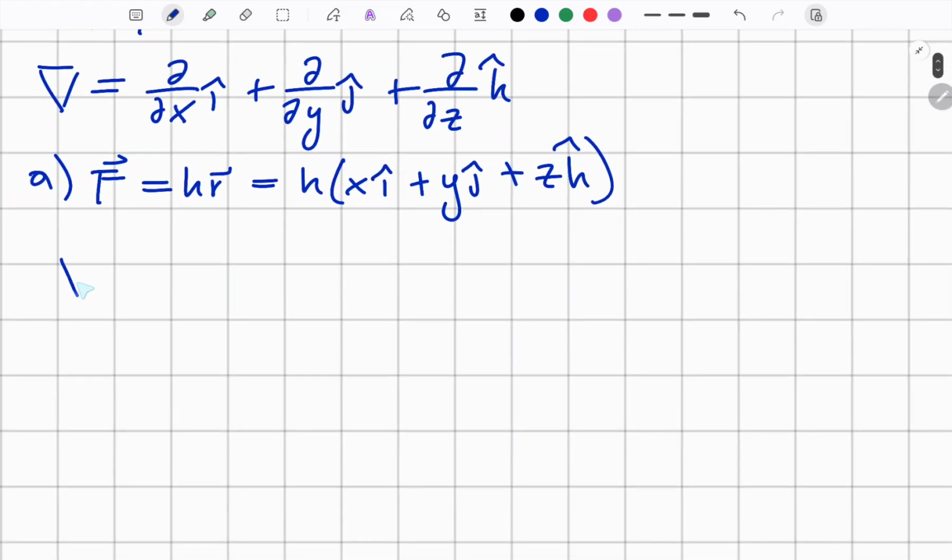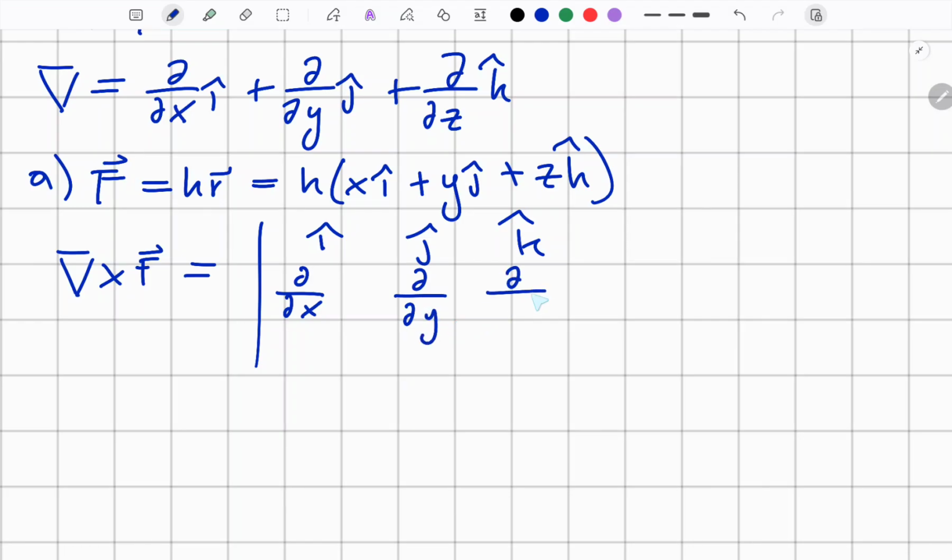So in this case, our gradient operator, the gradient is when we dot it. In this case, we're taking the curl, so we're crossing it. And when we do the cross product, we take the determinant of this matrix. And we can pull this K out to the front of this.